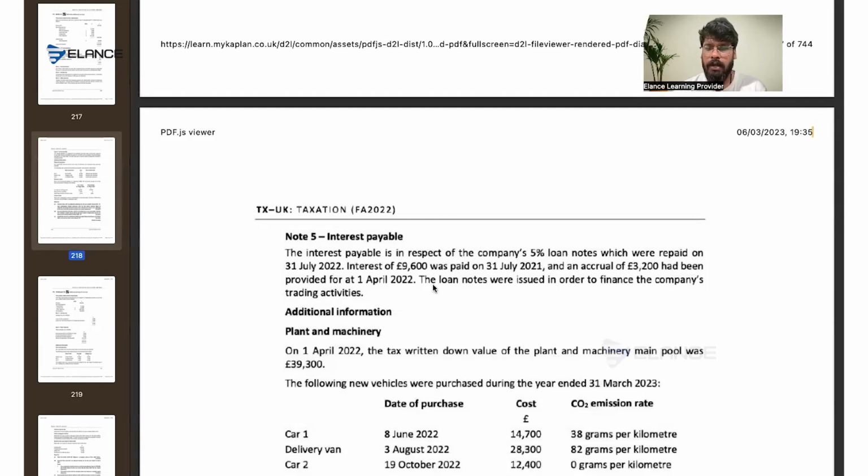So here we have an interest expense. They took a loan, issuing loan notes, for the purpose of the company's trading activities. And we have some hints related to the interest. What is the interest the company paid? Just find out the interest. What will be the interest payable in this particular period? And is it allowable or disallowed? Okay, just try this.